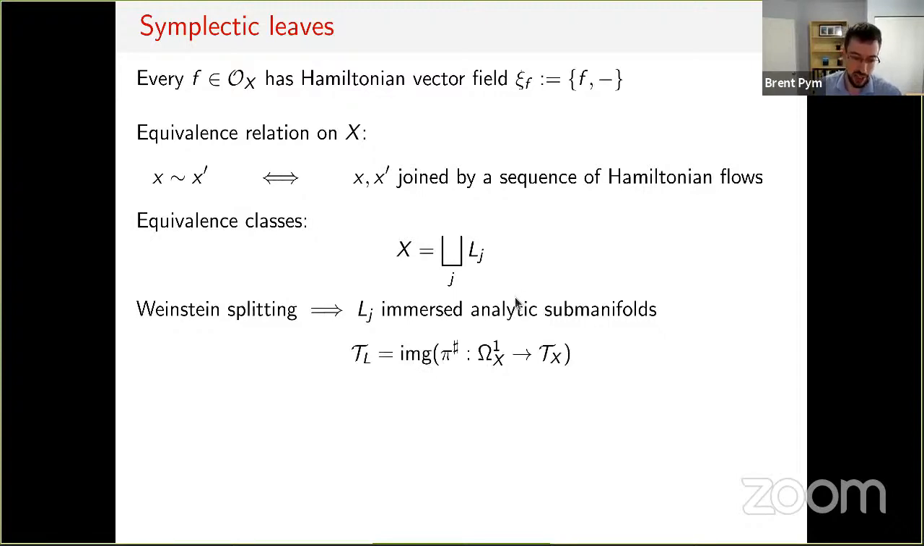So each one of these submanifolds has tangent space given by the image of the bivector. So the bivector gives us a map where you contract a form into the bivector to get a vector, and that describes the tangent space of these submanifolds. So if you like, this is defining for you the tangent sheaf of this foliation.